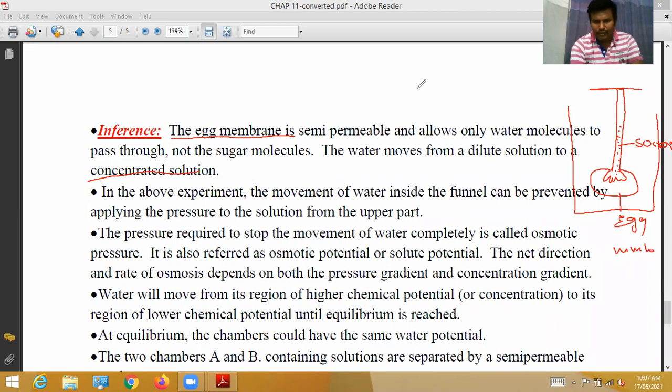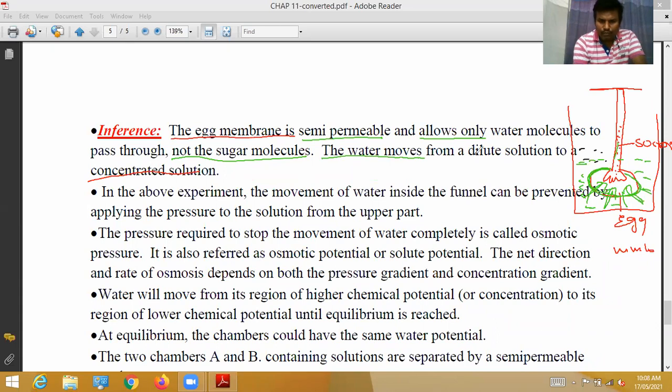So this is water. See, the water and sucrose solution are separated by a semi-permeable membrane. The egg membrane is a semi-permeable membrane and allows only water molecules to pass through, not the sugar molecules. That means this semi-permeable membrane does not allow sugar molecules at all. Only water molecules can pass.